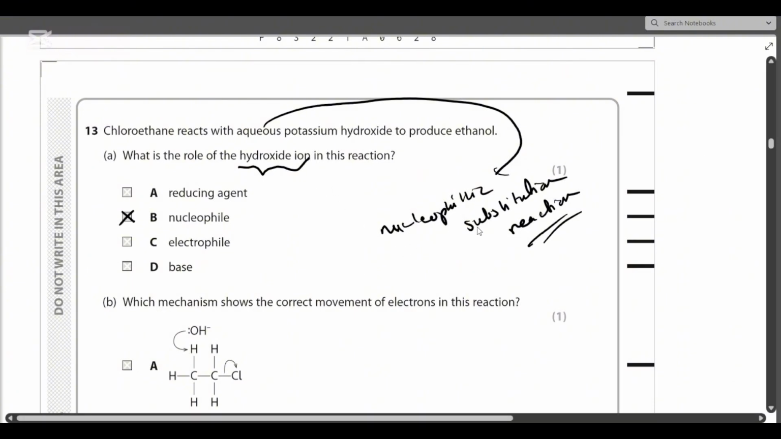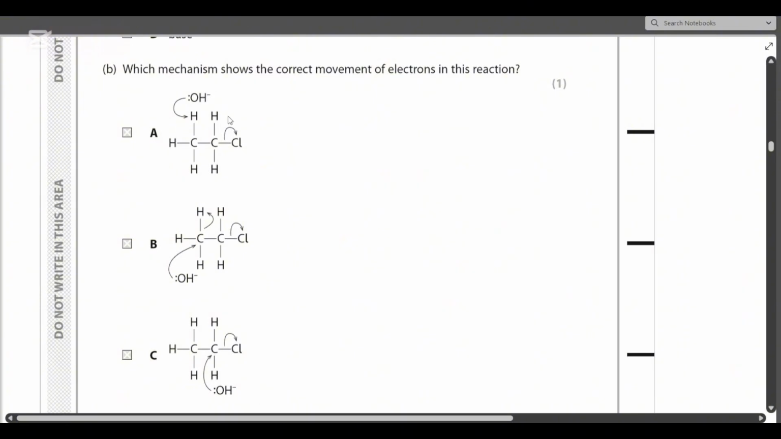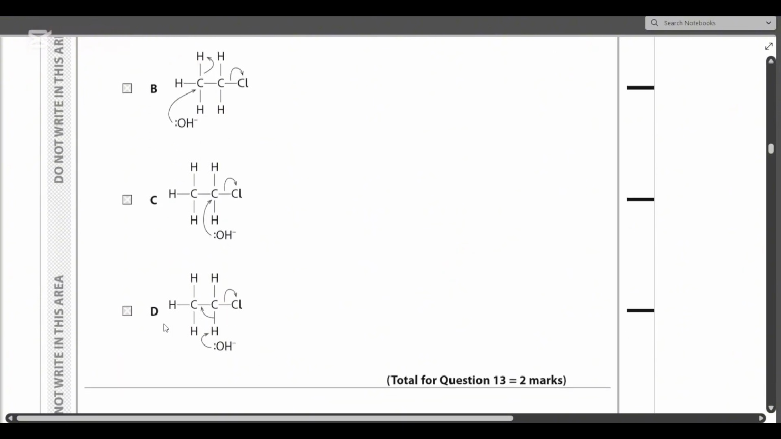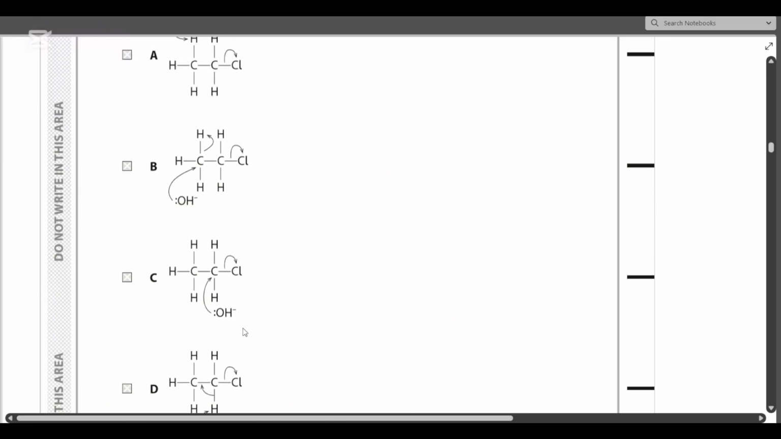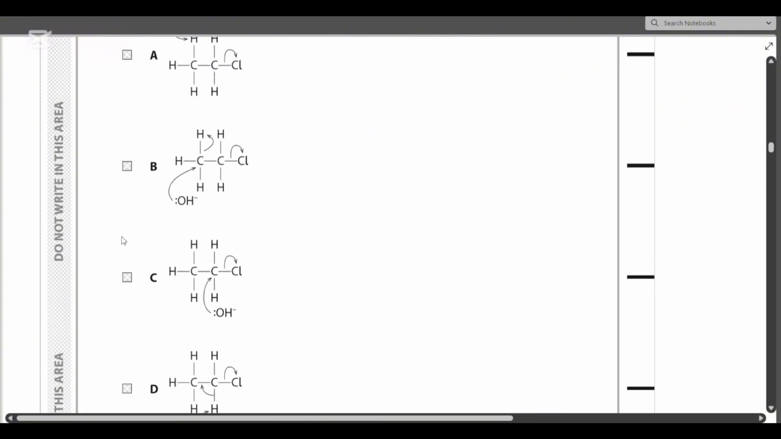So since I've already said the mechanism is a nucleophilic substitution reaction, we need to check what happens and how the nucleophile attacks. Now A and obviously D here are incorrect, because we can clearly see that the nucleophile is attacking the wrong atom. It was supposed to attack the carbon atom which is attached to the halogen.